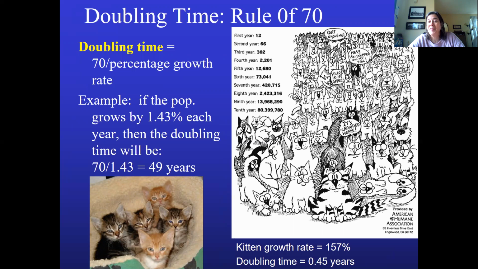This is a picture from the Humane Society, and they show that if you let cats grow at their ideal biotic potential, they have a growth rate of 157%. You can double your kittens in just half a year. That kind of shows you how fast they would grow. And this is why we have laws in Seattle that say you have to spay or neuter your cat.